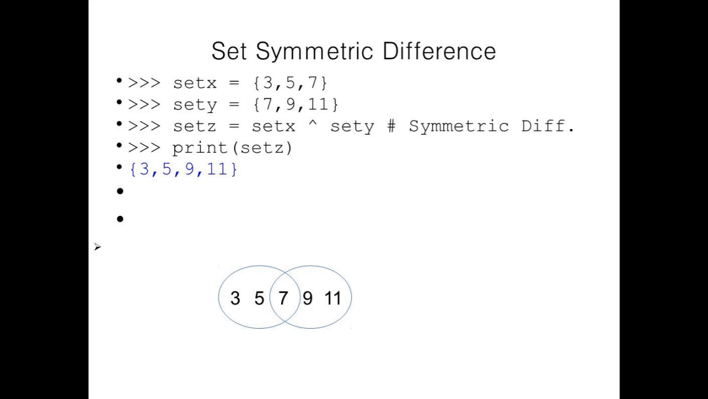Symmetric difference is to eliminate the duplicated element only and then keep everything that is remaining. So a symmetric difference between set X and set Y would remove the duplicated element 7 and keep everything else, that is 3, 5, 9, and 11.